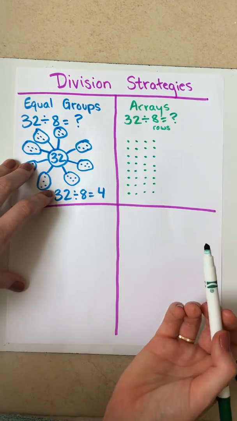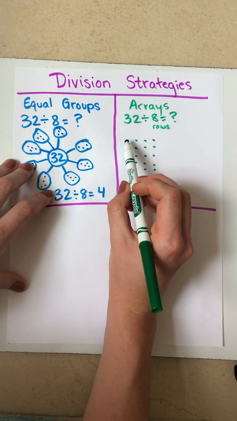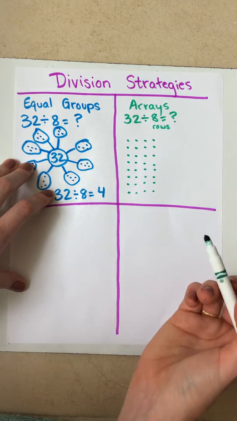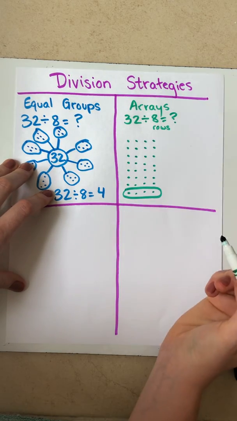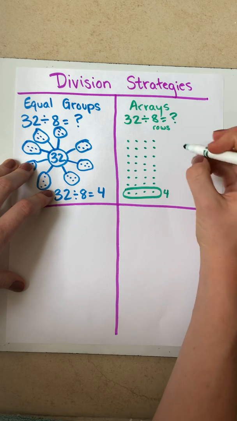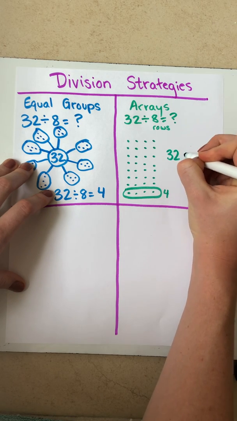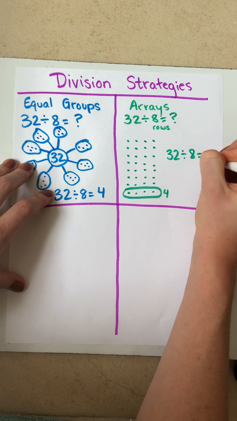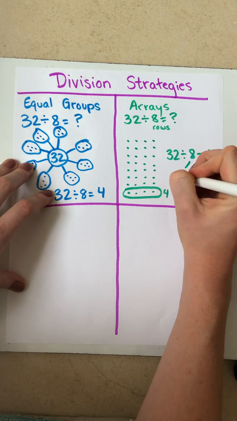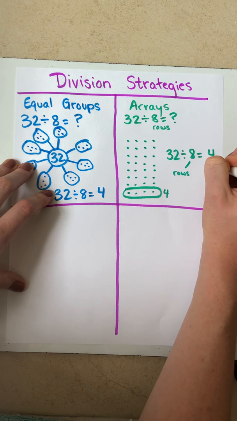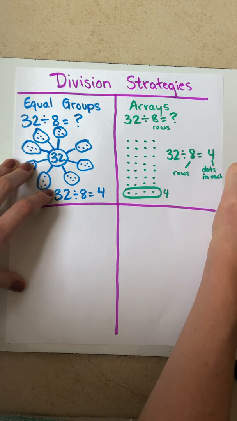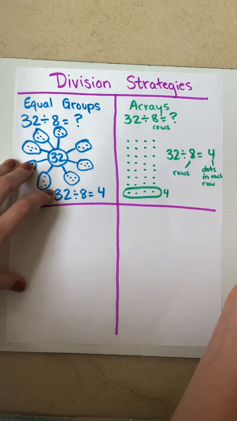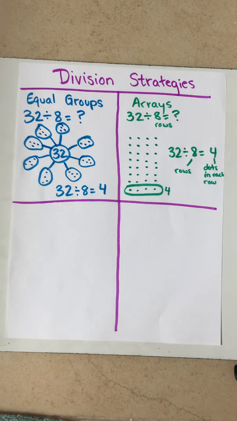And when you're making your rows, make sure that you have them precise and that they're lined up so that it's easy to tell how many dots are in each row. So looking at it, we see that there are 4 dots in each row, which means 32 divided by 8 equals 4. So this one we have 8 rows, and then 4 dots in each row are what those numbers mean.